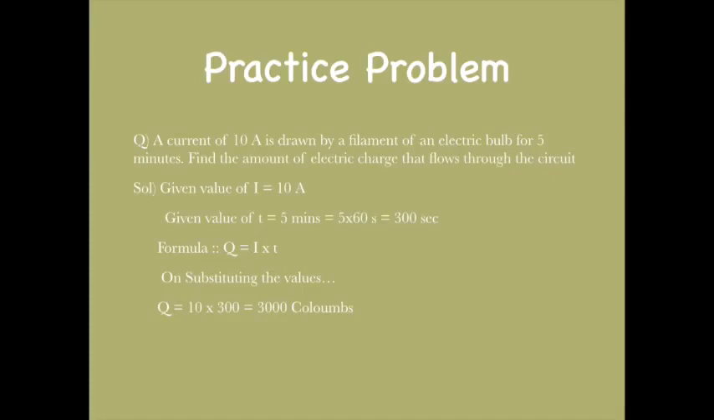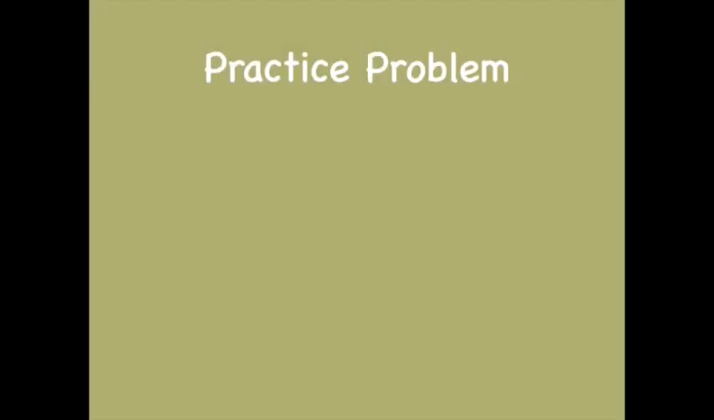Note that the unit of charge Q is coulombs. Please remember this. Now let's solve the second problem. Here the question is, a charge of 100 coulomb is made to flow for 1.667 minutes. Find the amount of current that flows through the circuit.